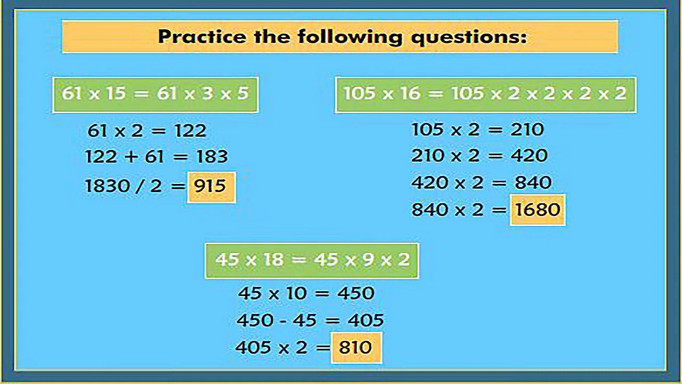The third example can be done by multiplying by 9 and doubling it. 45 times 9 equals 450 minus 45 equals 405. Double it to get 810.